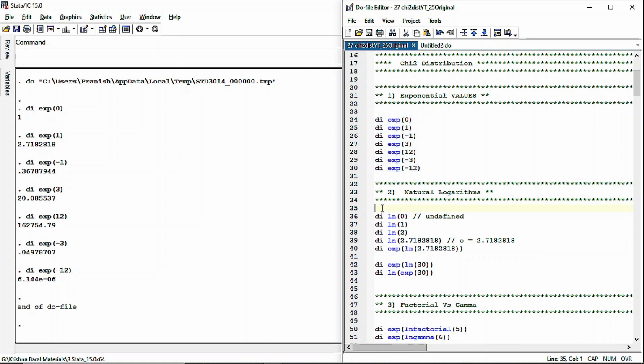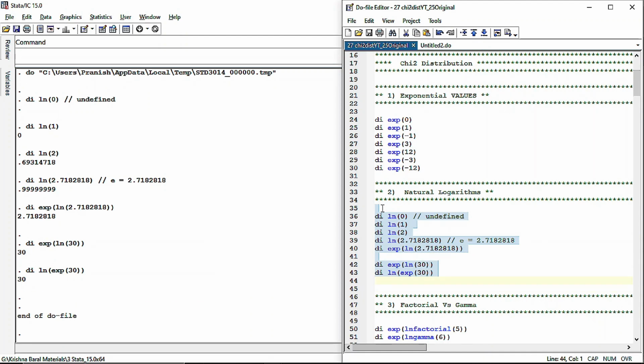Another useful function is the natural logarithm of certain numbers, and the base for the natural logarithm is the Euler number itself. We cannot calculate the natural logarithm of 0, it is undefined, and the natural logarithm of the Euler number is 1. Exponential and natural logarithm are inverse to each other. That is why we get the same input as the result.